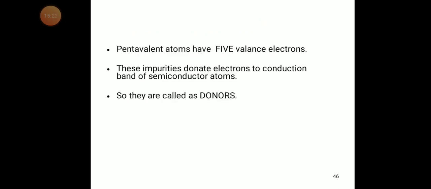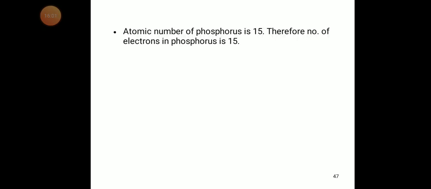Pentavalent atoms have 5 valency electrons. These impurities donate electrons to the conduction band of semiconductor atoms. As I already mentioned, they donate the free electron to the conduction band. That way, pentavalents are called donor atoms. Examples are phosphorus, arsenic, antimony.